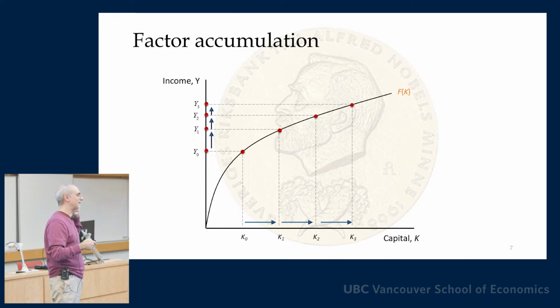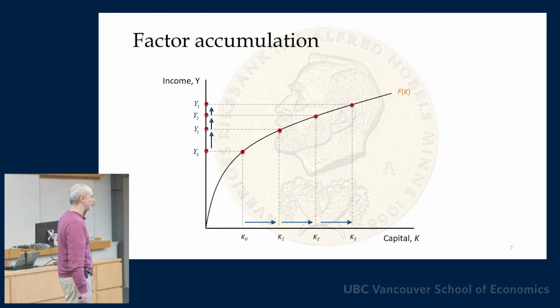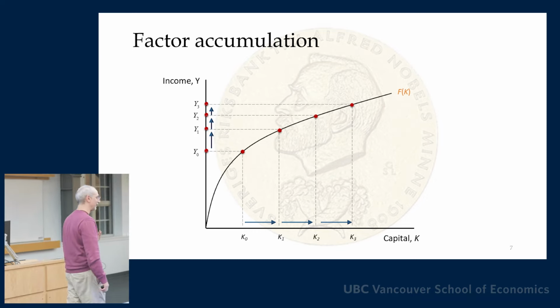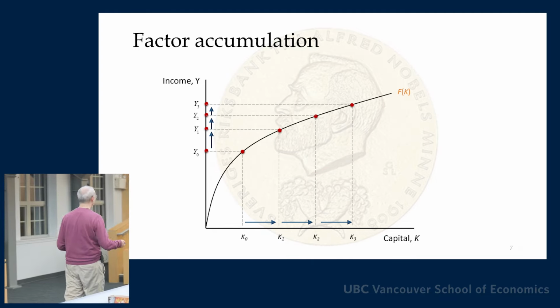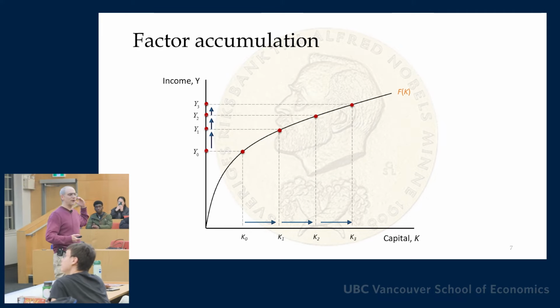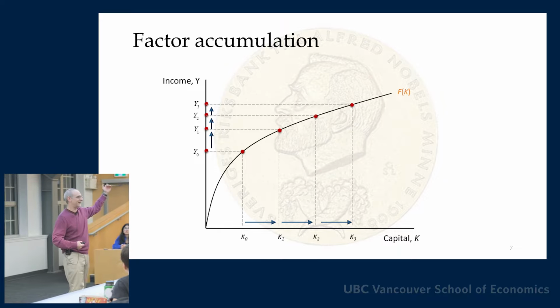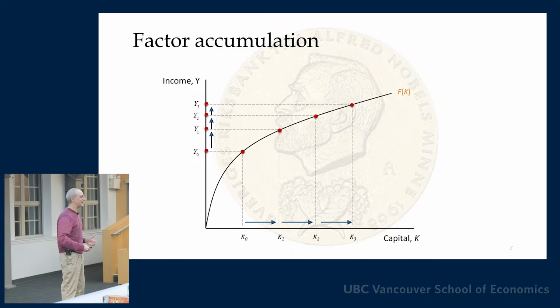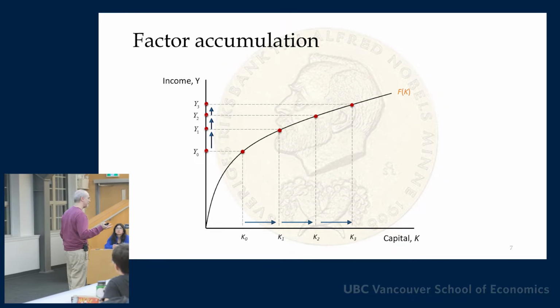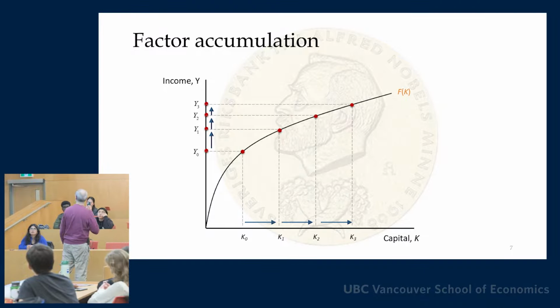But because these functions exhibit diminishing returns, income grows proportionally less and less as capital grows. That means that we cannot grow forever by augmenting capital. At some point, we'll hit the flat part of that curve, and no matter how much capital we throw at the production function, it will not give us increased growth, right?